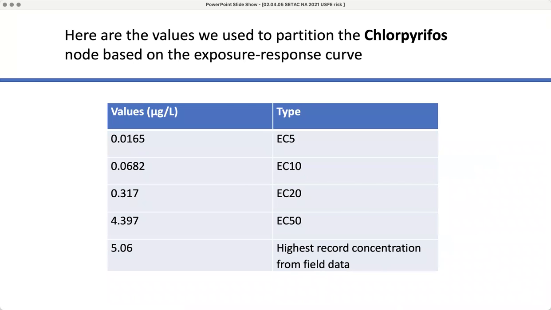For chlorpyrifos, the value on the left is the micrograms per liter, and that's from the dose response curve appropriate to the EC5. And you can see the different concentrations change, and you get the EC10, EC20, and so on. Why don't we use the PNEC or some straight threshold?